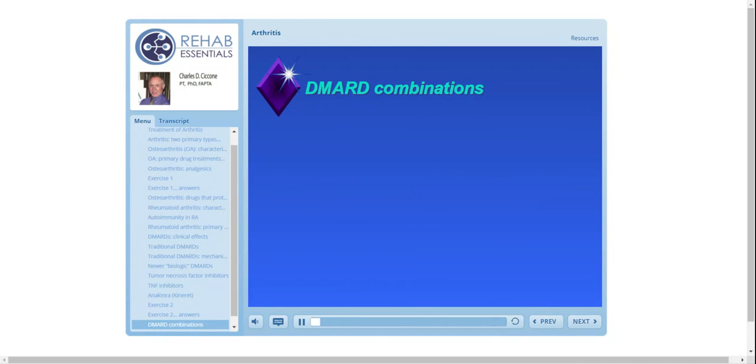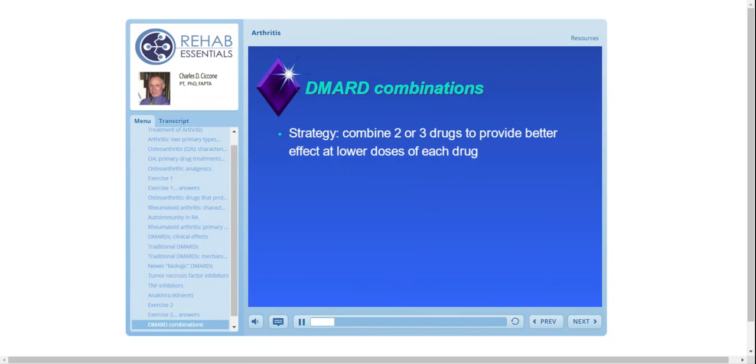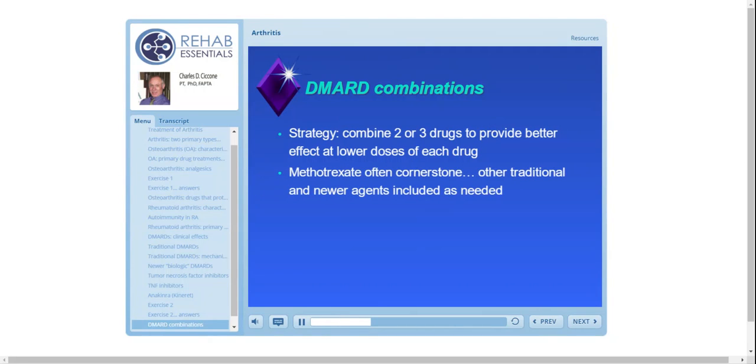I mentioned earlier, these drugs can be used alone, but oftentimes they're not. They're used in combination. By combining 2 or 3 drugs, we may get a better effect using less of each of the drugs. Each drug helps maybe even come at the problem from a slightly different angle. In this sense, methotrexate is often the cornerstone or the center of this cocktail effect, with other traditional or maybe even some of the newer, more selective drugs being added to this cocktail as needed, depending on the patient, the severity of the disease, their age, and many, many other factors.